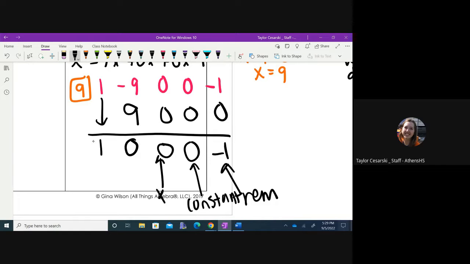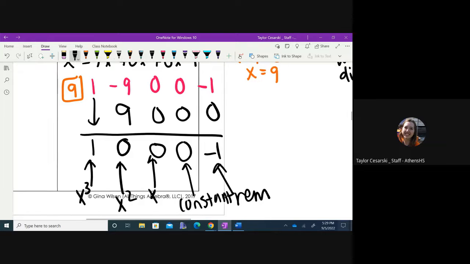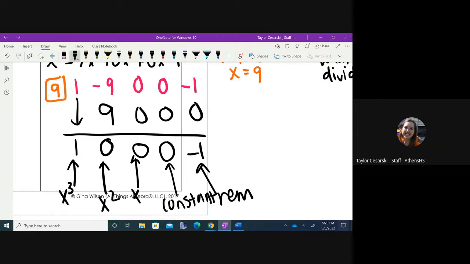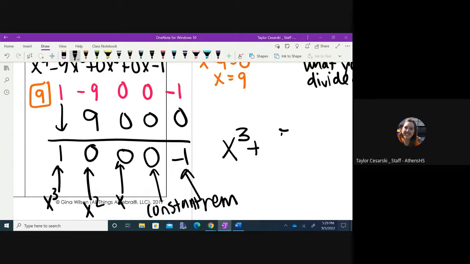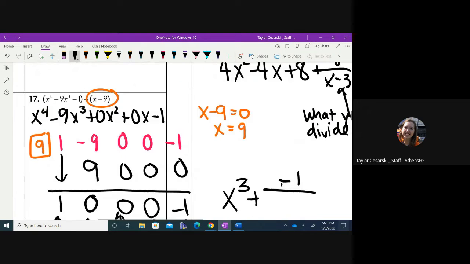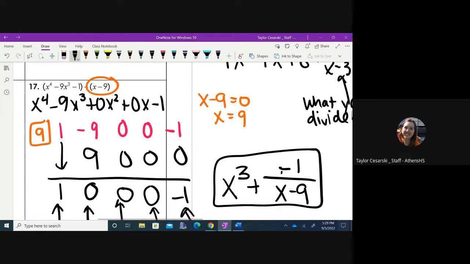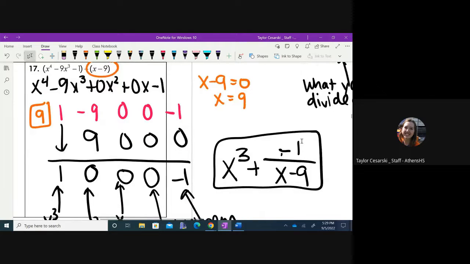This is your x. This is your x squared. And this would be your x cubed. So notice we don't have any x squared, x, or a constant term. So it's just going to look like x to the third plus my remainder, which is negative 1, over what I divided by, which is x minus 9. I could also put x to the third minus 1 over x minus 9. Same thing there.